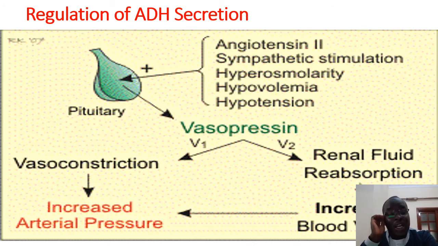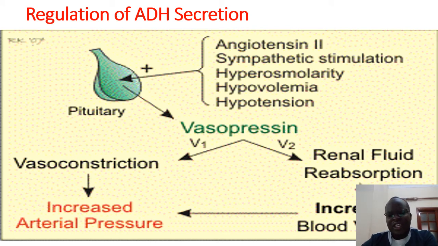Hypovolemia, if there is low blood volume or low plasma volume, can also enhance the release of ADH. Hypotension, low blood pressure in itself, means the baroreceptors will be stretched less. If there is a decrease in the stretch of the baroreceptors, there is a neural pathway that will stimulate the release of ADH.